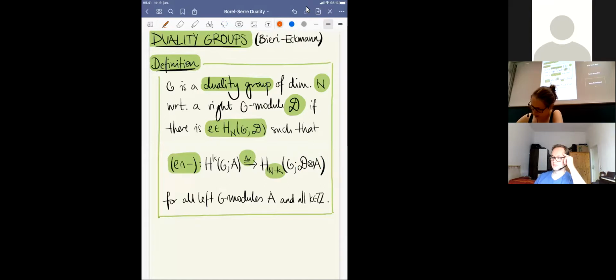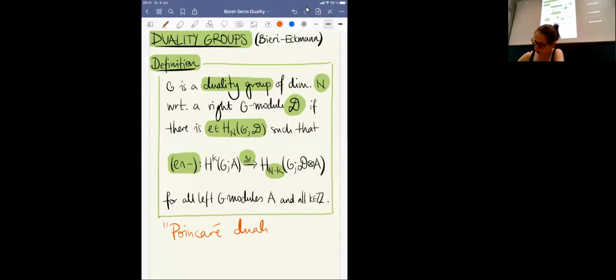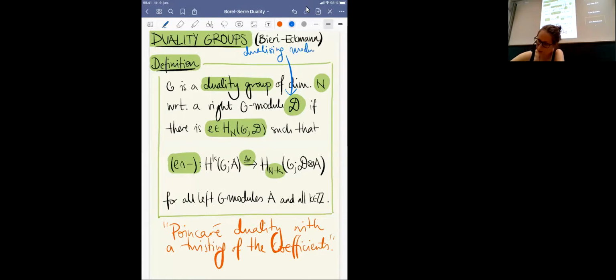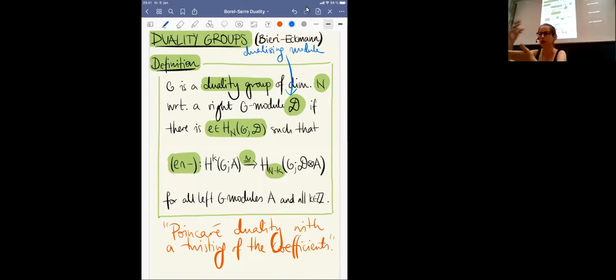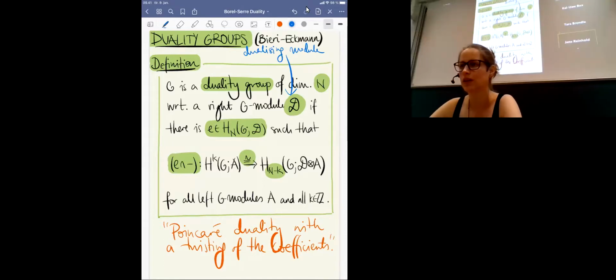So you can think of this as some kind of Poincaré duality with a twisting of the coefficients. We call D the dualizing module of G. If this dualizing module is just the integers with a trivial action, then this is just Poincaré duality. So this is generalizing, saying that we have this duality, but when we get this pairing between cohomology and homology groups, we need to twist the coefficients by some module.